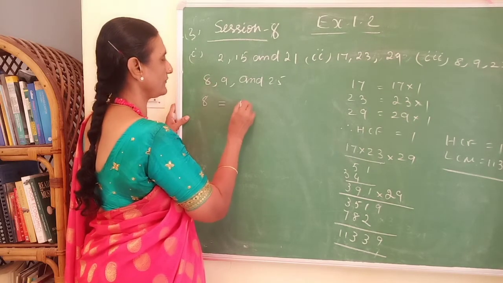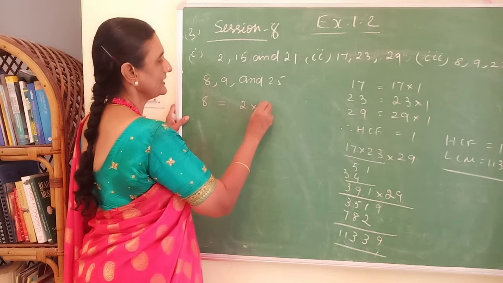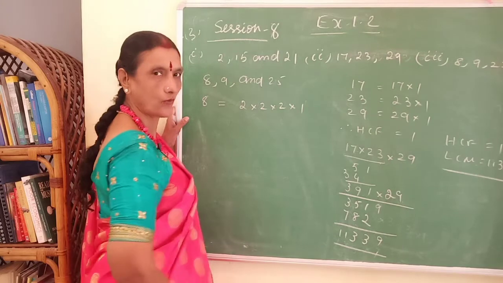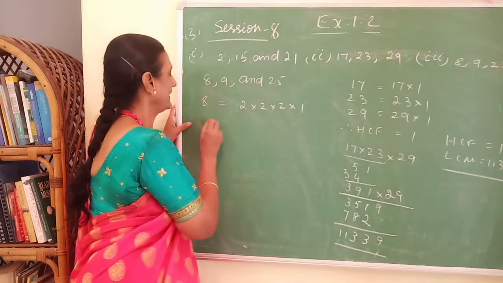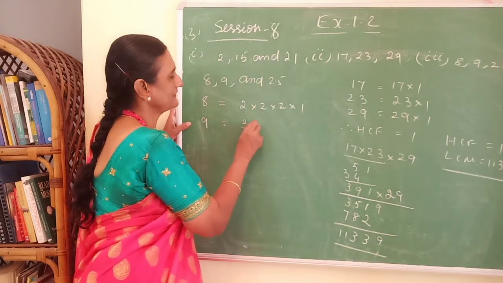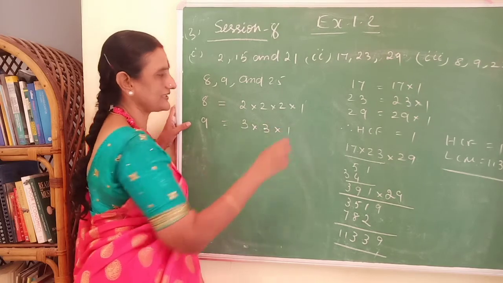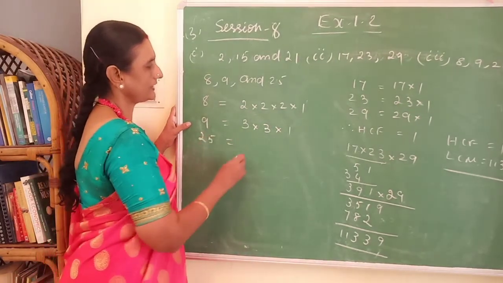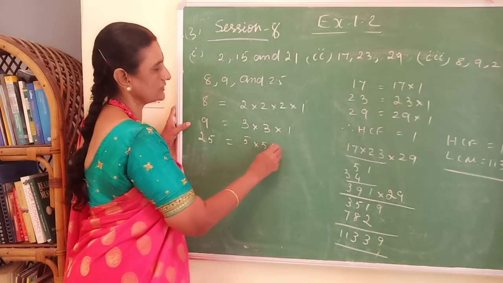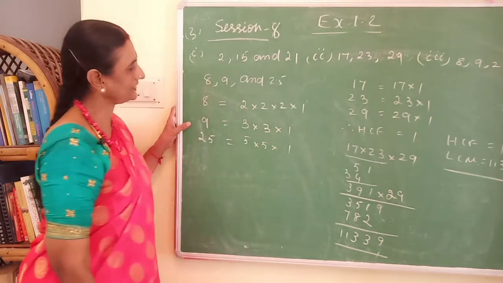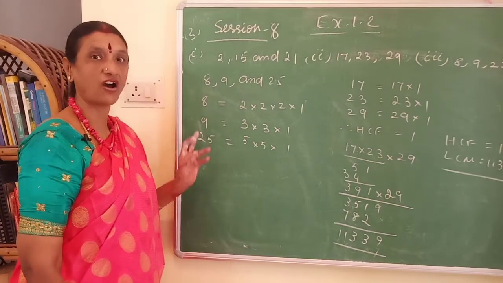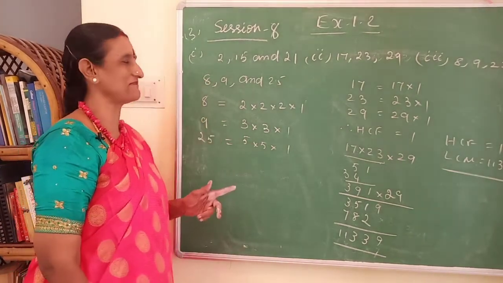8 is equal to, we all know, 2 power 3. So we can easily write it as 2 into 2 into 2 into 1. Now 9. 9 is obviously 3 into 3. Yes, you are ready with the answer. Wonderful. And then 25. 25 is 5 into 5 into 1. Now look at all the three numbers: 8, 9, 25. All the three numbers are composite numbers.